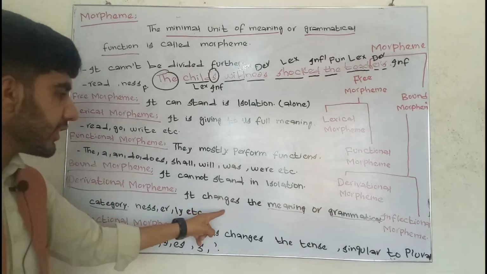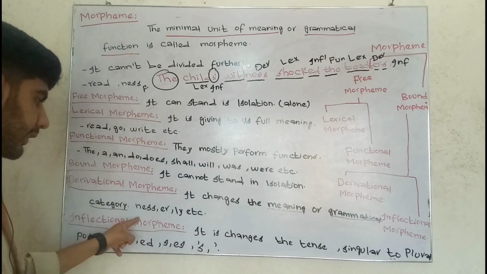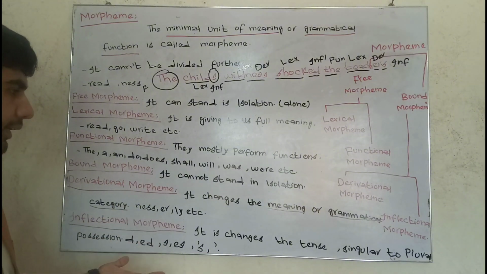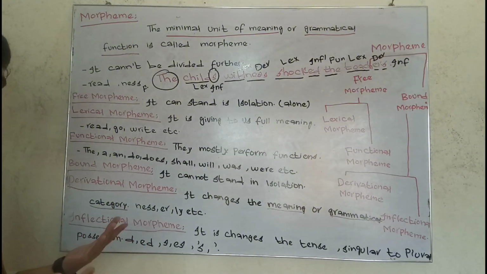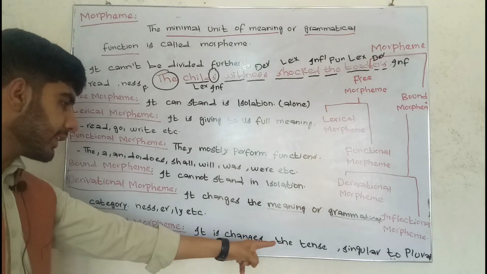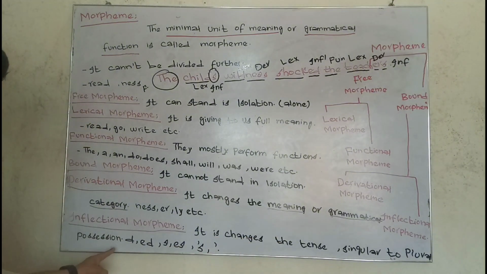Derivational morpheme changes the meaning or grammatical category. If I give you the example of ness, erly, and so on, these are changing the meaning, and also the grammatical category. The last one is called inflectional morpheme. It changes the tense, singular to plural, or position, for example d, ed, es. These change the tense, and singular to plural, and position too.